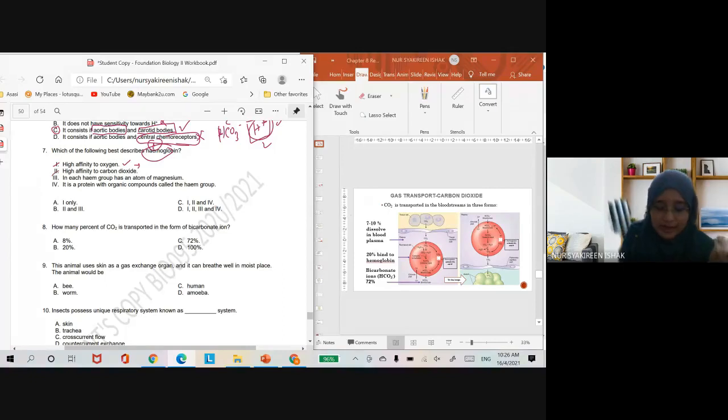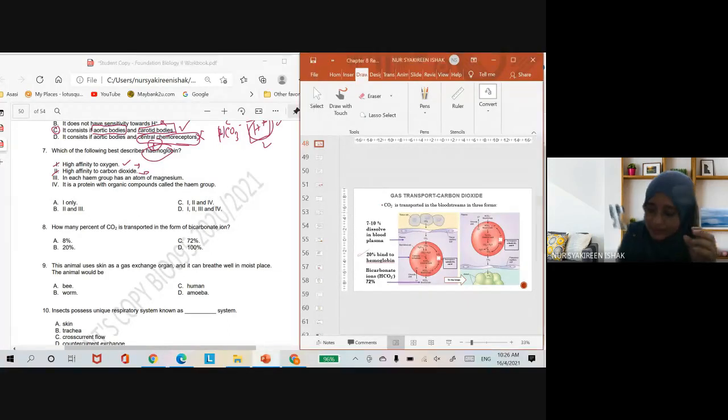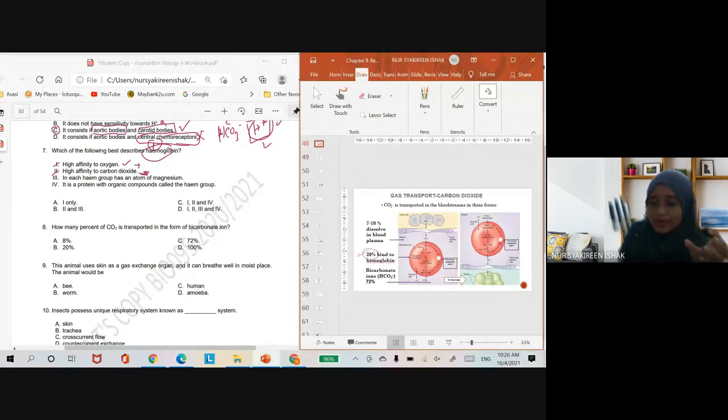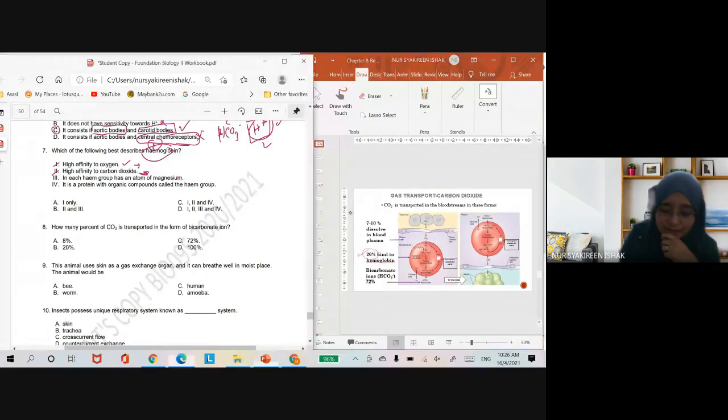Number 2 has high affinity for carbon dioxide, obviously also. Okay, so carbon dioxide, if we look at here, 20% of carbon dioxide will bind to hemoglobin to form carbaminohemoglobin. Number 3, each hem group has an atom of magnesium.